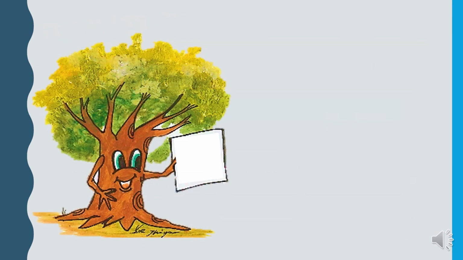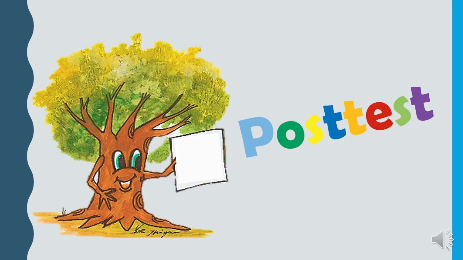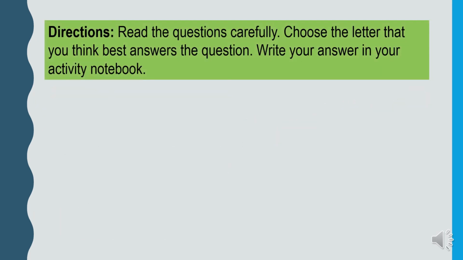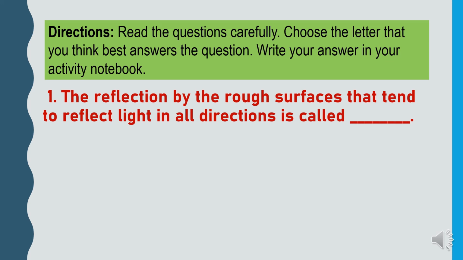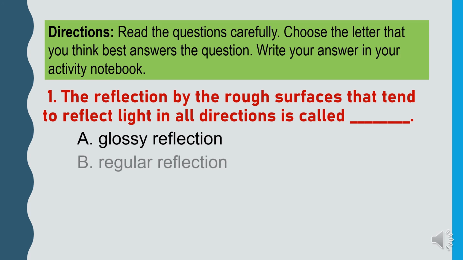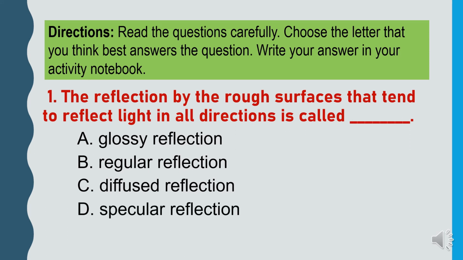And we're down for the last one. Let's now answer the post test. Read the questions carefully. Choose the letter that you think best answers the question. Write your answer in your activity notebook. 1. The reflection by the rough surfaces that tend to reflect light in all directions is called blank. A. Glossy reflection. B. Regular reflection. C. Diffuse reflection. D. Specular reflection.